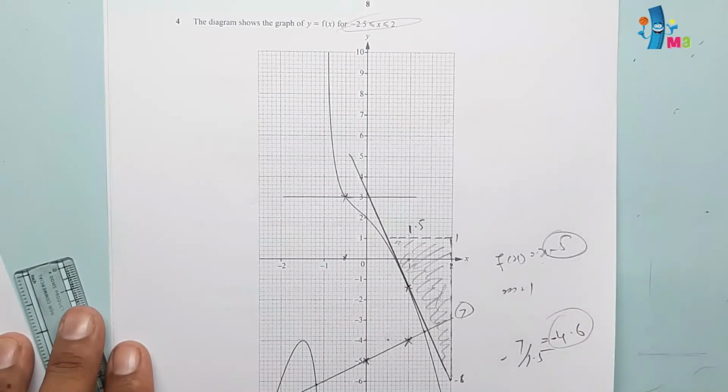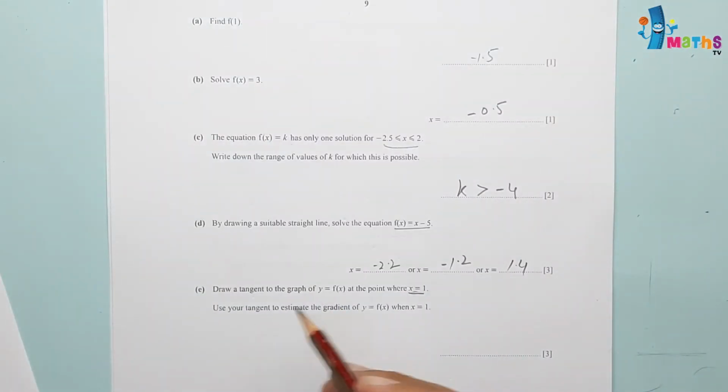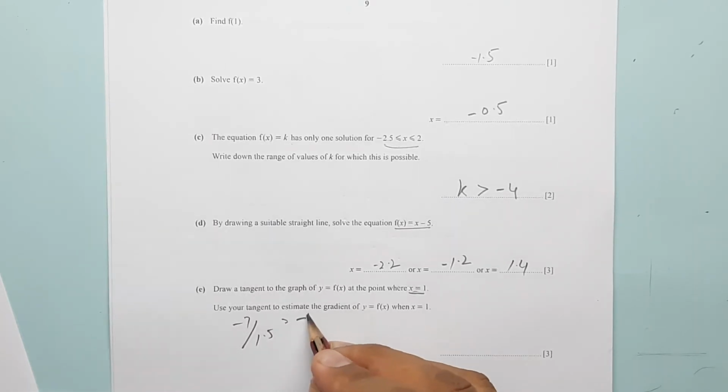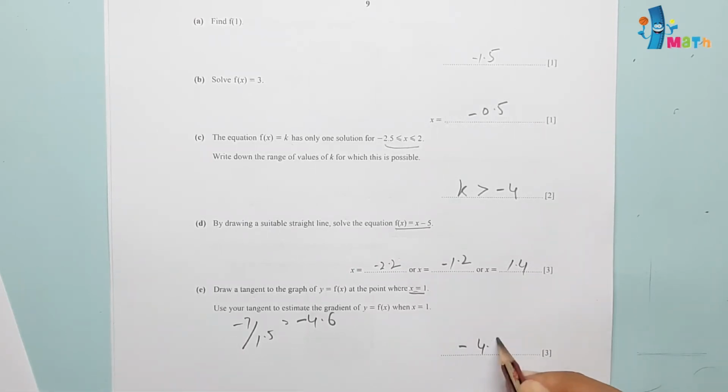The same working we can show in this question, this E part. We can show working over here, which is minus 7 over 1.5 will be equal to minus 4.6. The answer we can copy here, minus 4.6.